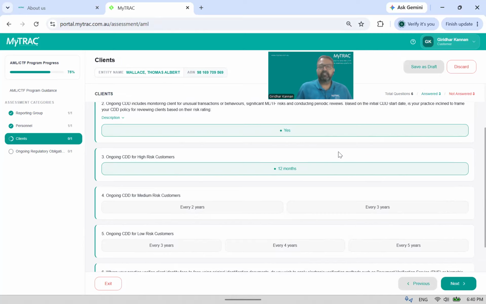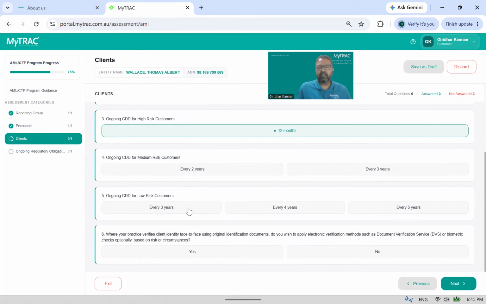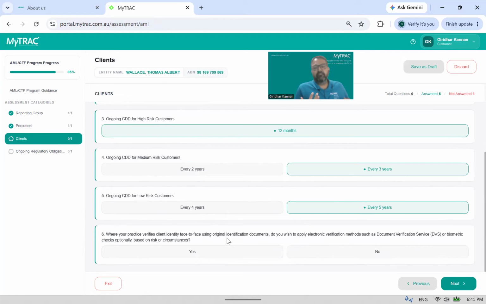Now, ongoing CDD for medium risk customers, right? So you can choose between 2 or 3 years. There's no strict standard. It's a risk-based approach. AUSTRAC starter kit guidance is very generic to say 1, 2, and 3, but you can choose 3 years or 2 years. So let's say if I choose 3 years, then I have options for low risk customers as 3, 4, and 5. Then I only get 4 and 5. Now, if I want, I can choose this as 5. Remember, this is a risk-based approach. You are defining a policy. That's absolutely fine.